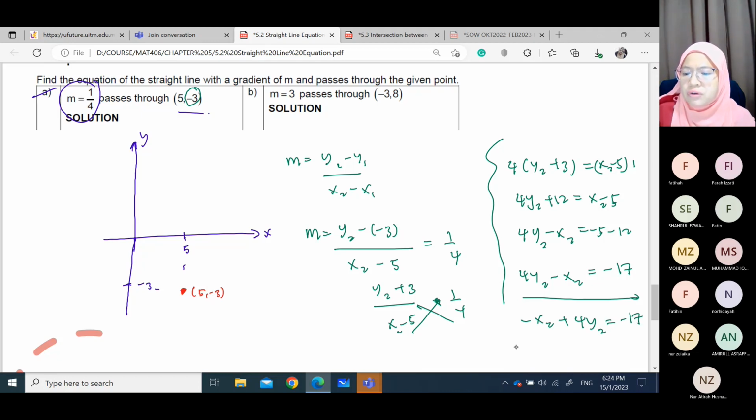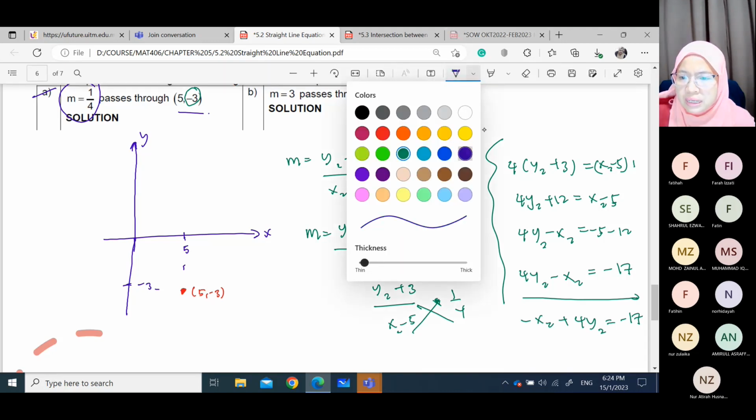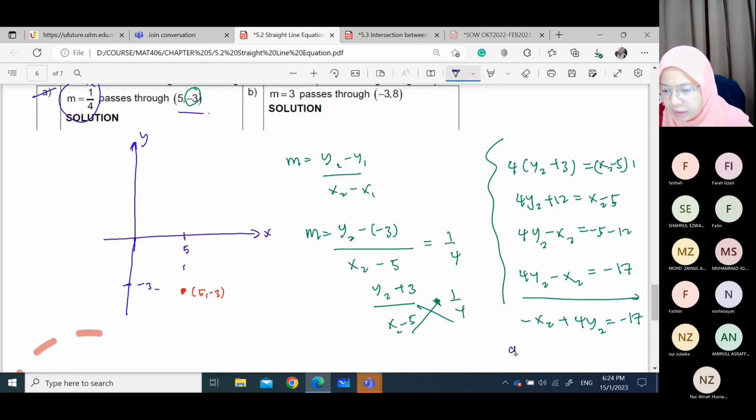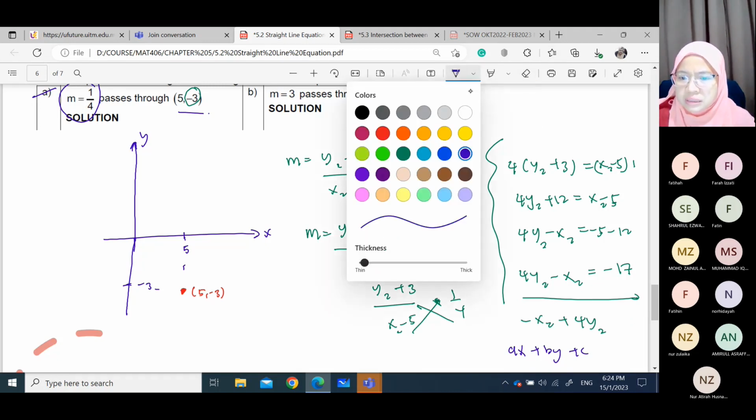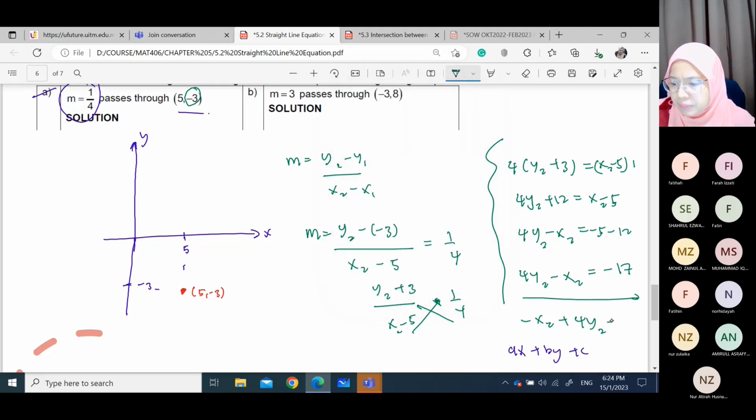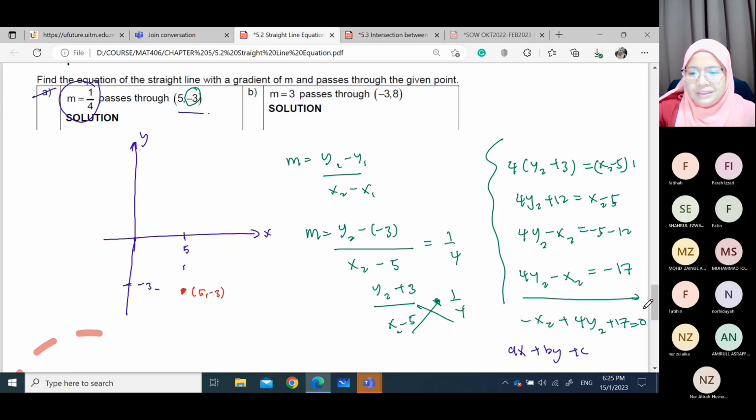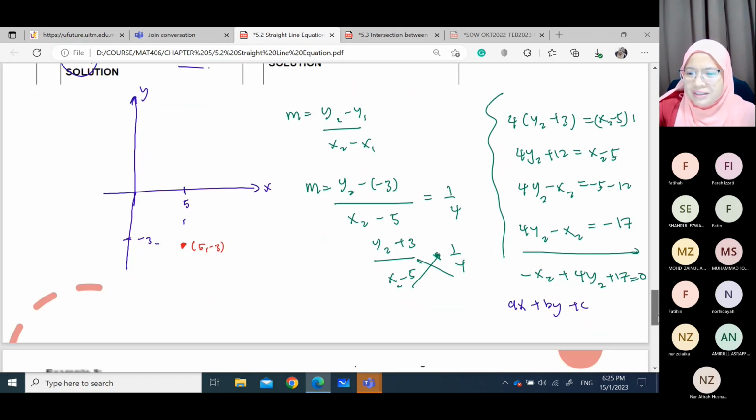So this one in general form, which is general form yang tadi itulah ax plus by plus c. So negative 17 tu you boleh buat ke sebelah lah, then dia akan jadi plus 17, plus 17 equivalent with 0. Okay. Boleh tak? Boleh faham tak ni?